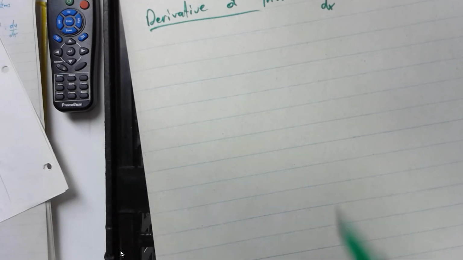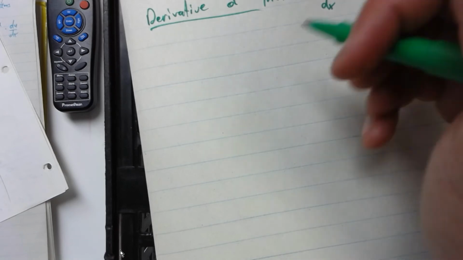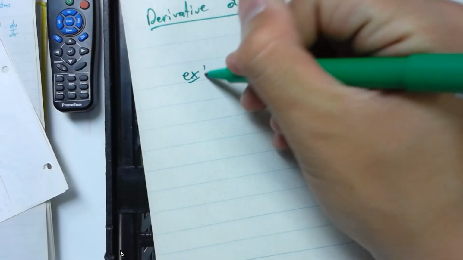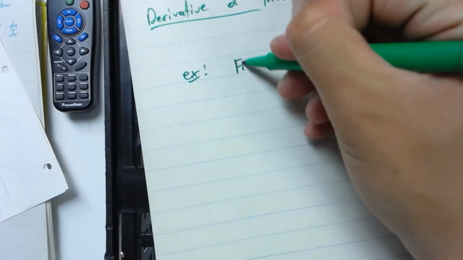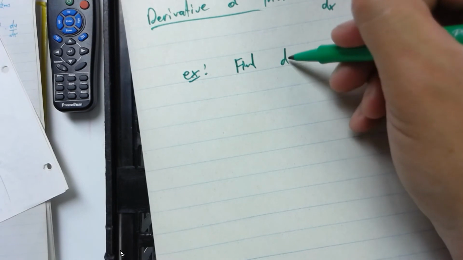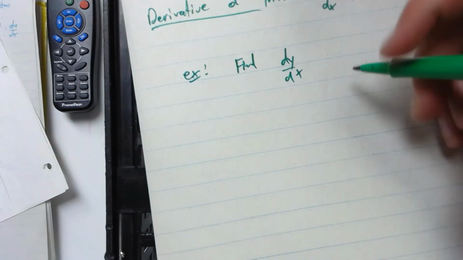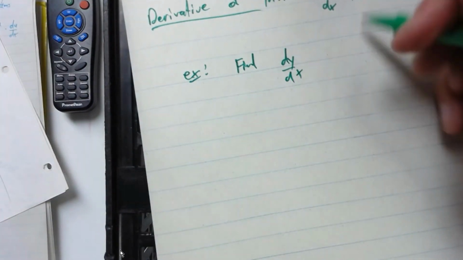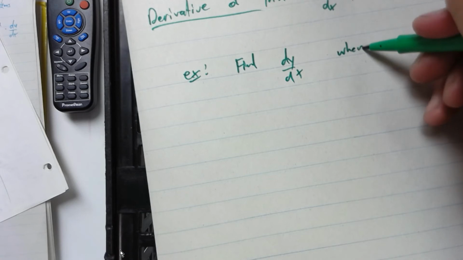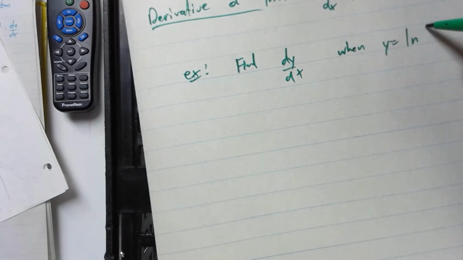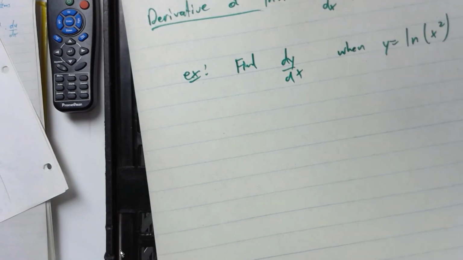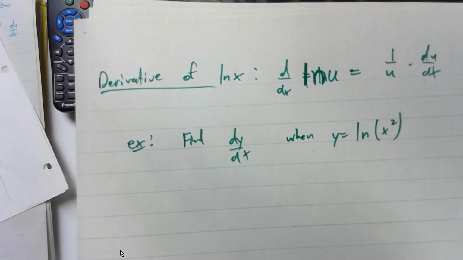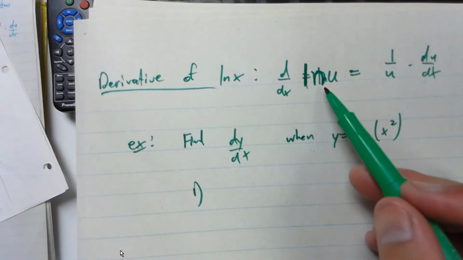All right, so we have two scenarios here. Let's do an example: find dy with respect to x, or the derivative of y with respect to x, when y is equal to ln of x squared. Not too bad. Again, we see that original general problem.